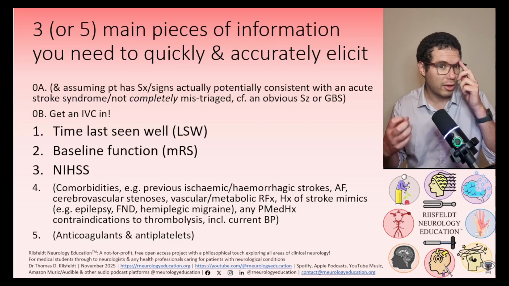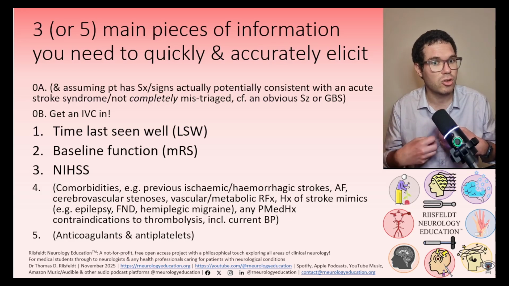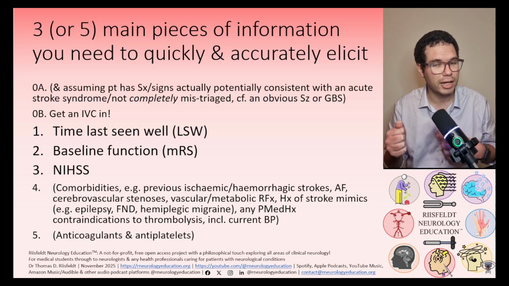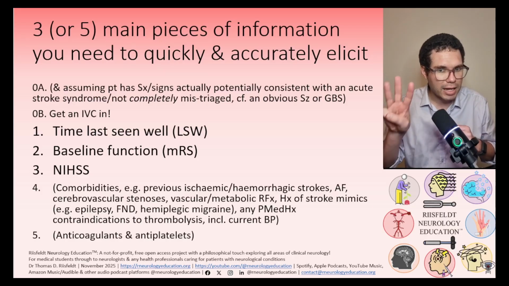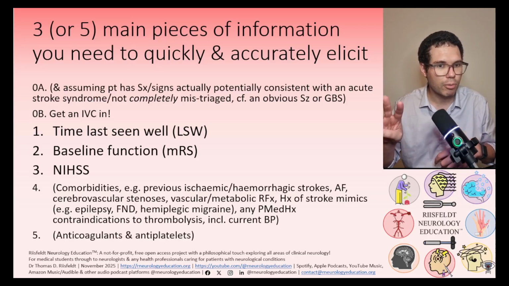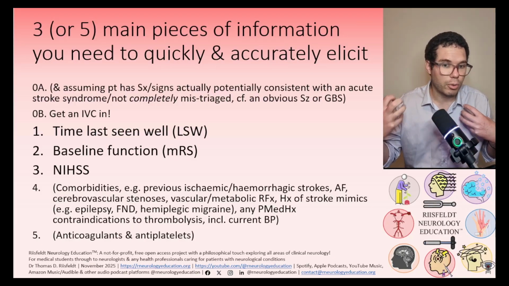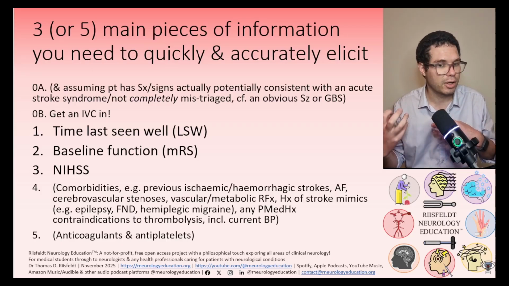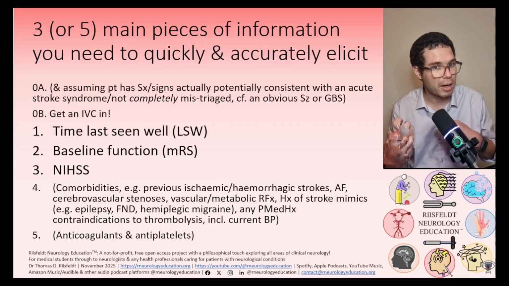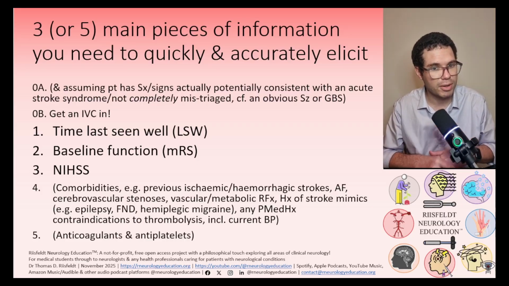So the way I think about it is that there are 3 or perhaps 5 main pieces of information that you need to quickly and accurately elicit. The reason I say 3 or 5 is there are 3 really, really important core things, and then 2 additional things that are really important in terms of determining your pretest probability of the episode being a stroke versus a stroke mimic, the pretest probability of the mechanism of the stroke, and identifying any contraindications to thrombolysis in particular.